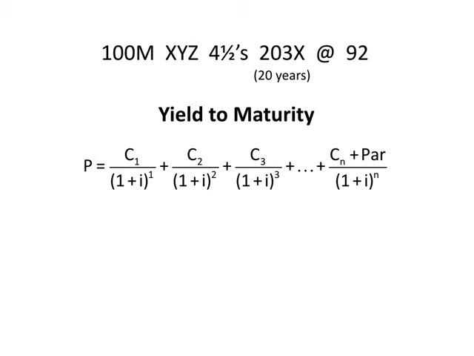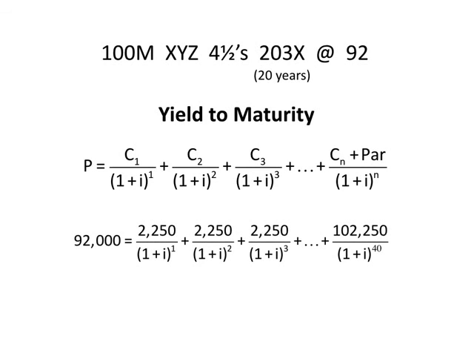Each of the denominators on the right-hand side of the equation is 1 plus I raised to a power, where the power represents the amount of time until the receipt of the cash flow in the numerator. Time here is expressed in coupon periods. To compute the yield to maturity, insert the price on the left-hand side, the cash flows on the right-hand side, then solve for the single value of I that results in the two sides of the equation being equal.